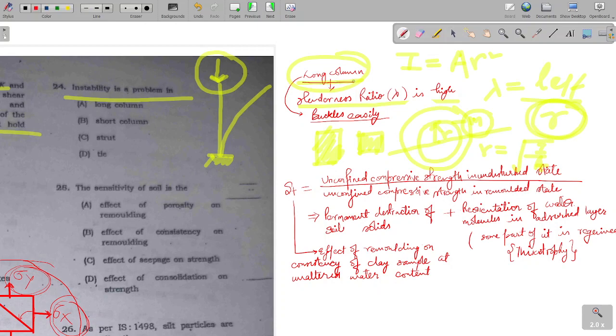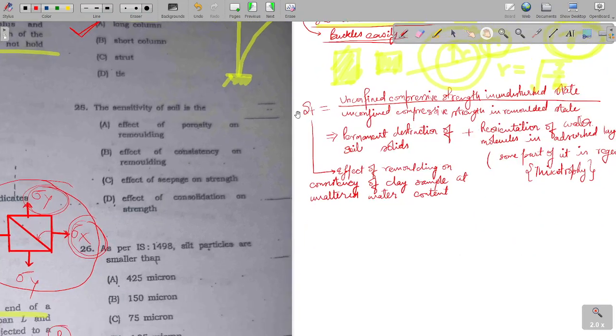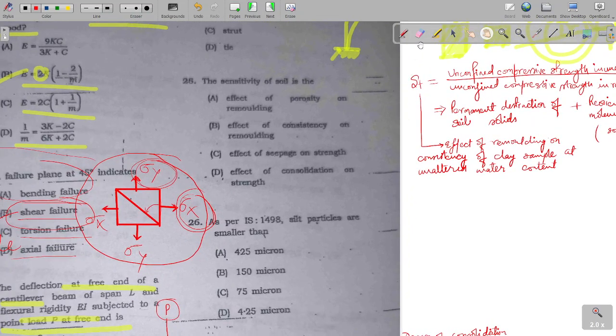So the long columns have very high slenderness ratio, and therefore they buckle easily. So instability is a problem in long columns. The correct answer will be option number A. Then comes our next problem.